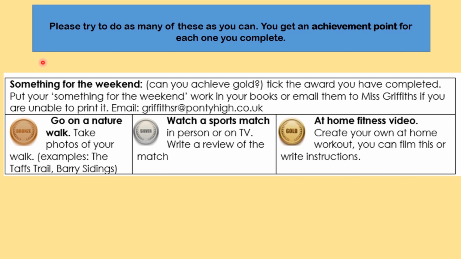For the Gold Award, you will need to either create your own at-home fitness workout by videoing yourself doing the workout for other people to follow, or you can write down the instructions in your book of what your at-home fitness workout would look like. This will help us all to keep fit and healthy at home.